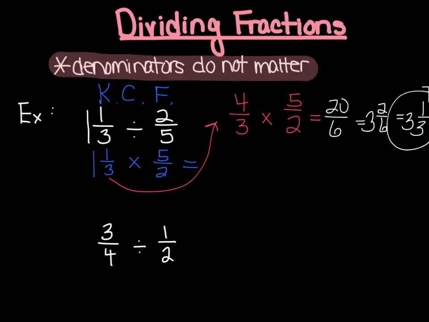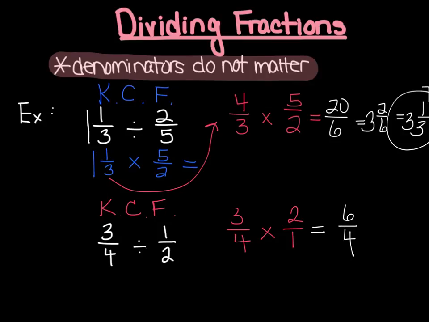Our second example, there is no mixed number. So all we have to do is remember again our KCF. Okay. Keep 3/4. Change our division sign to multiplication. And flip 1/2 to 2/1. And then multiply. 3 times 2 is 6. 4 times 1 is 4.